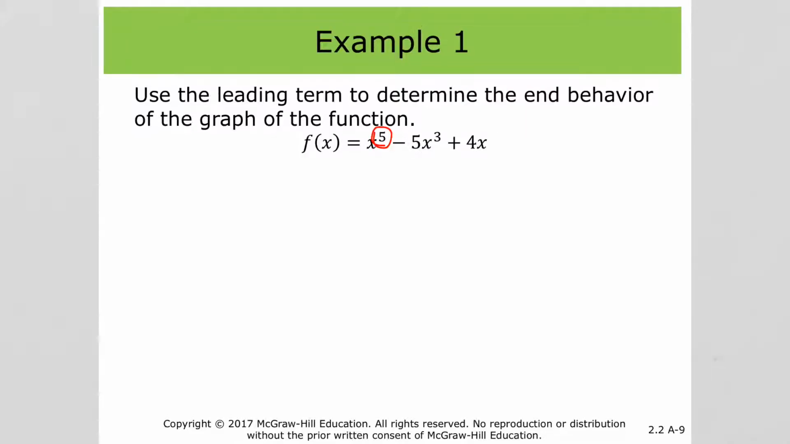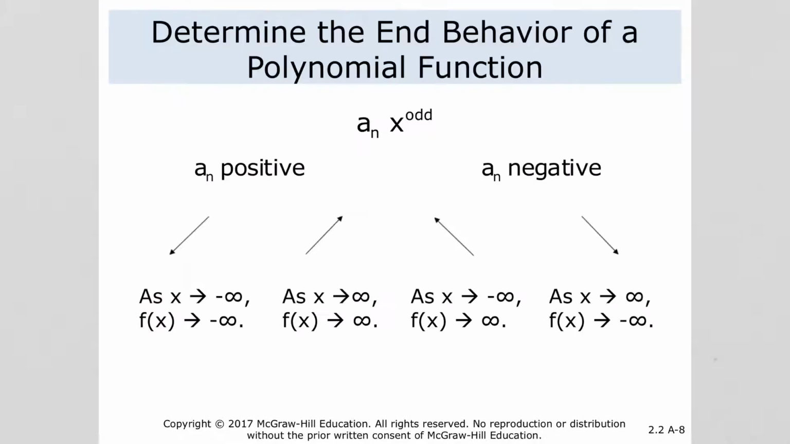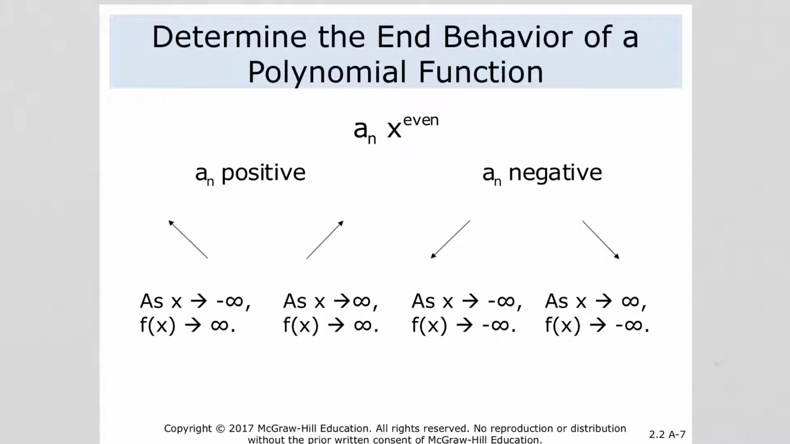Now something else that you could see back here: if a sub n, so if the number in front of the x to a degree is positive, then we're going down, up. So basically we're moving up overall. If the number in front is negative, then we're moving down to the right. Back here, if the number in front is positive, then we're up, up. If the number in front is negative, then we're down, down.